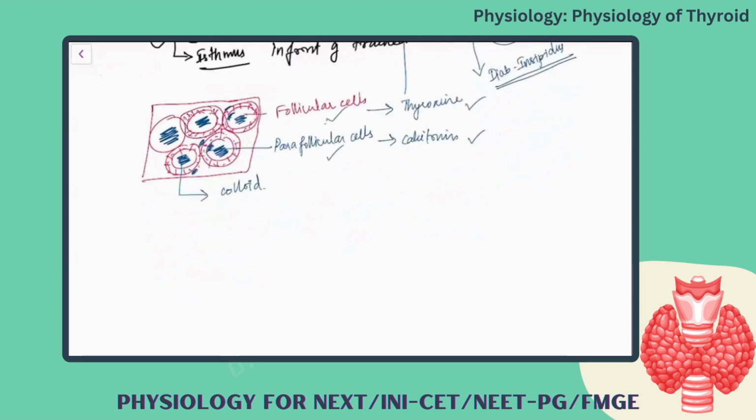Okay, so this is the histology of the thyroid gland. So this is the histology of the thyroid gland. And now we will see the synthesis of thyroxine.